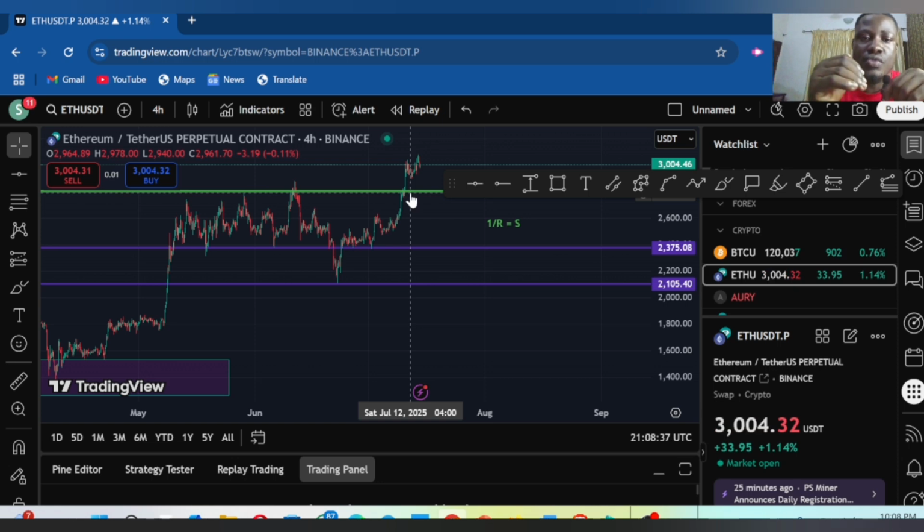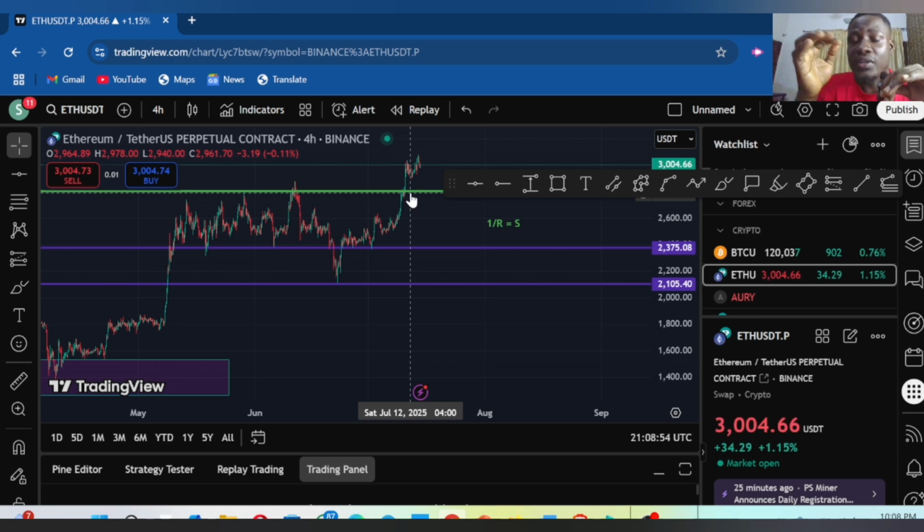So these two areas, any chart you open, use the same very principle I have explained. Anytime you open a chart, what you should be looking for are these two zones. The first one is the support zone, the second one is the resistance zone.